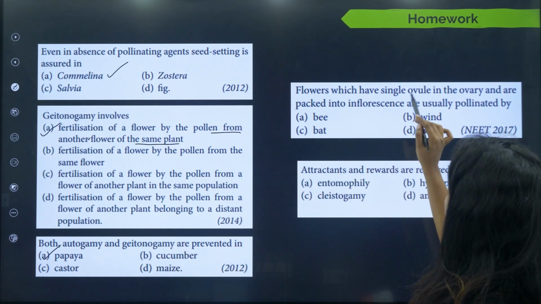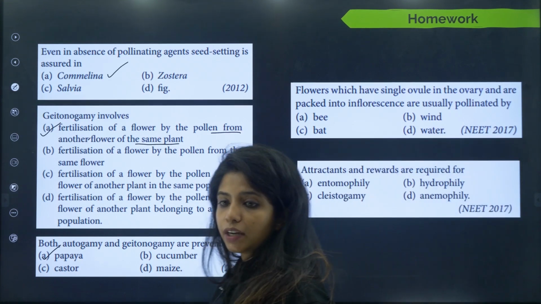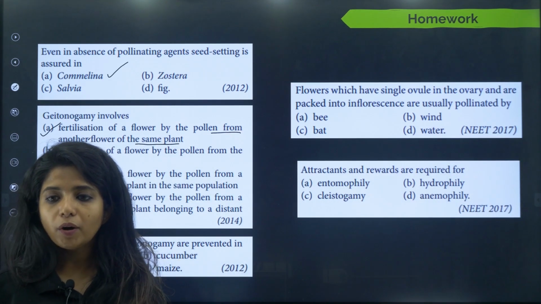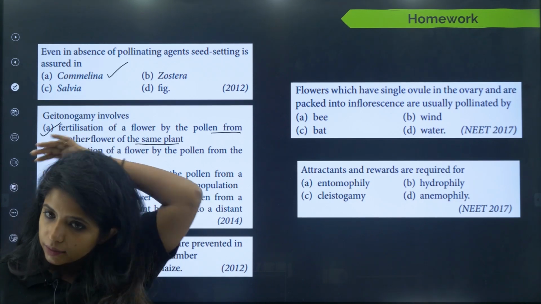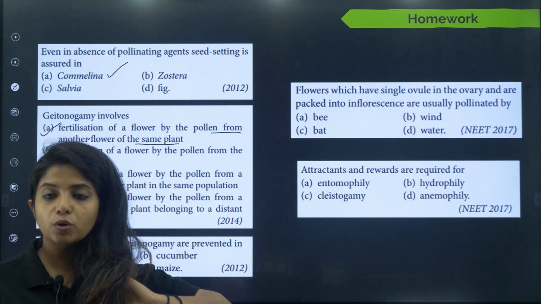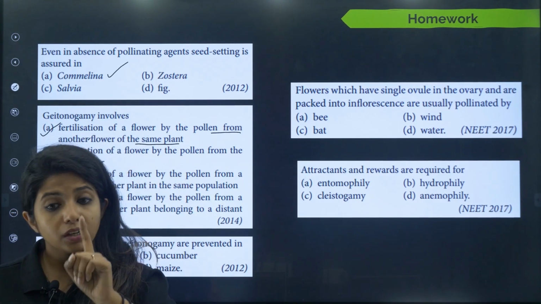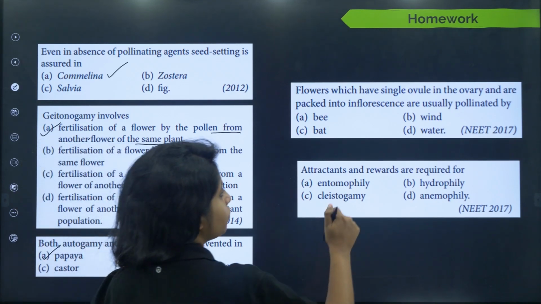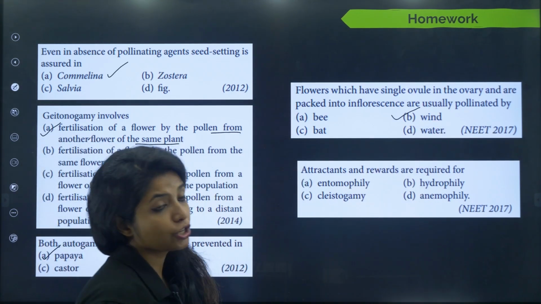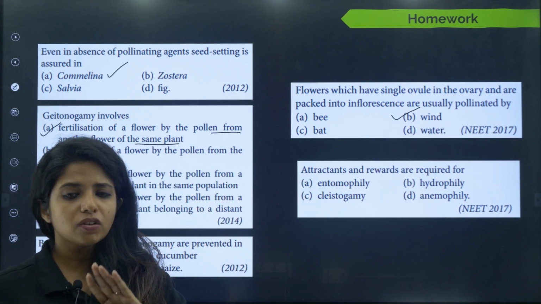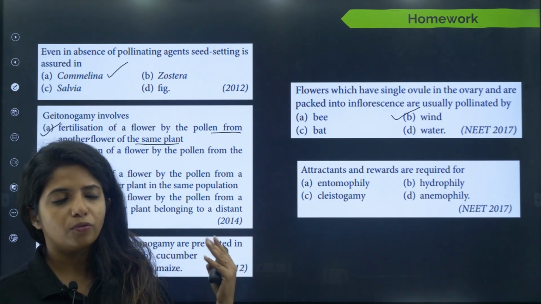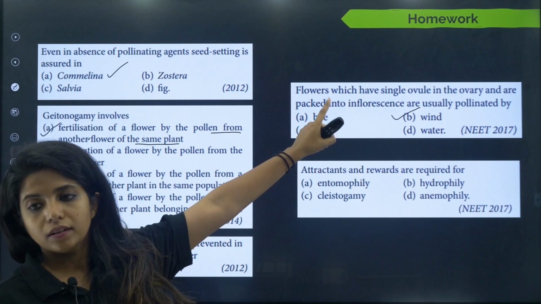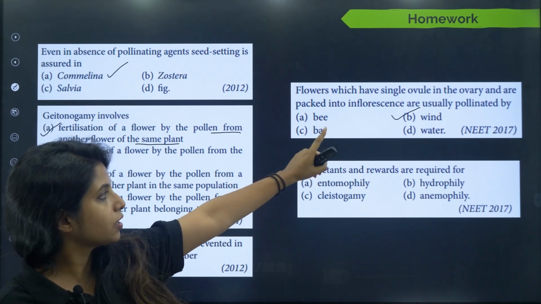Now, flowers which have single ovule in the ovary and are packed into inflorescence are usually pollinated by. So, single ovule is there, that is one very important thing. Packed into inflorescence is also there for insect pollination, but single ovule is there, that has to be wind, because in wind we are not sure of pollination to happen. Biotic agents mostly do pollination, so it is okay to have multiple ovules, ovary, whatever you have, but over here it has to be a single ovule and this has to be wind.